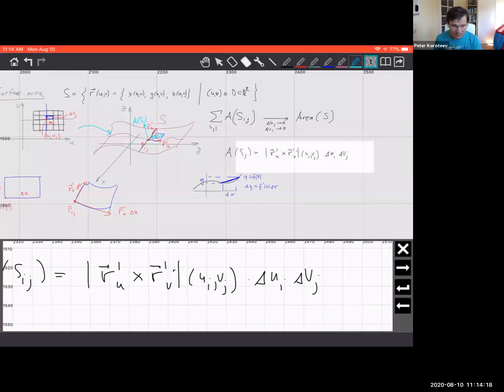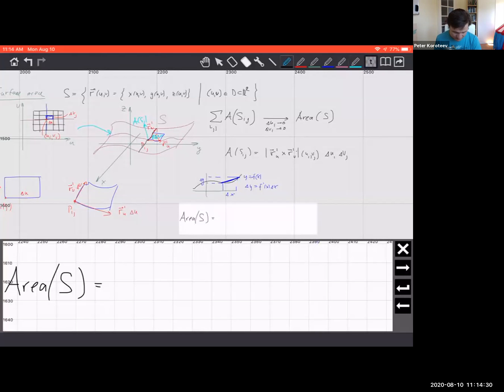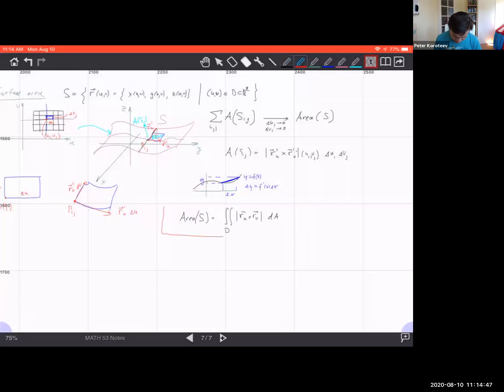And then finally, after you take the limit, you'll get the integral. Therefore the area of this surface S will be equal to a double integral over D of the absolute value of ru cross rv dA. Yeah, so that's the complete formula.